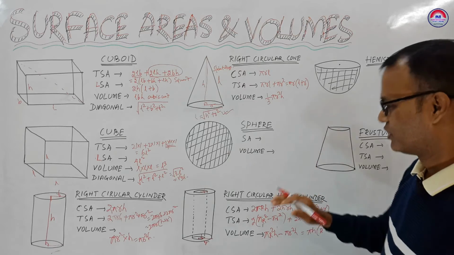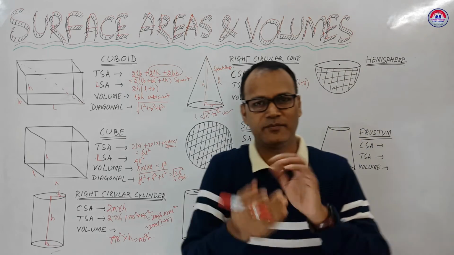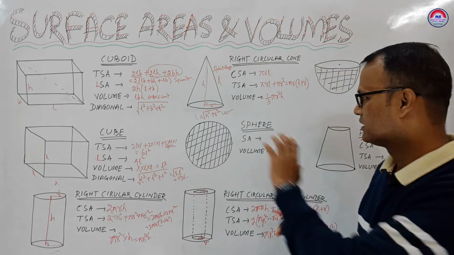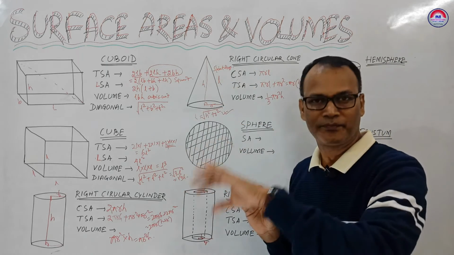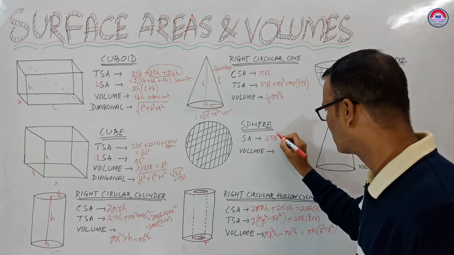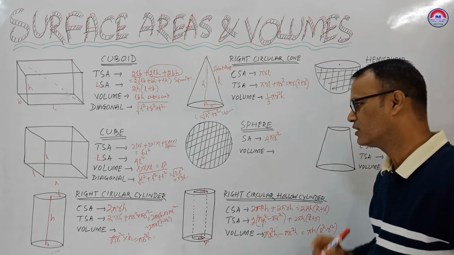Next, sphere. Sphere is a solid ball. You see, a football has the shape of a sphere. The sphere has only surface area, no curved, no total, only surface area. And remember, this is 4 pi r square unit.